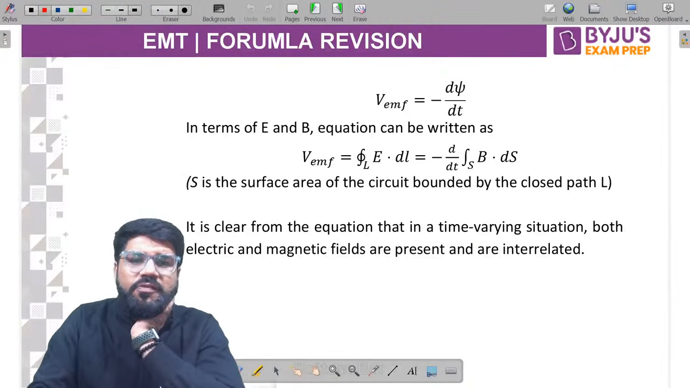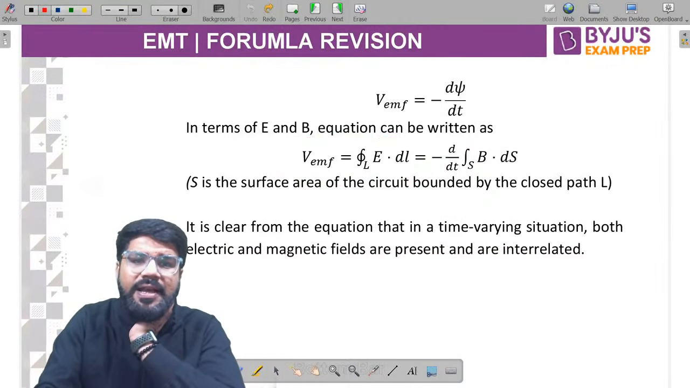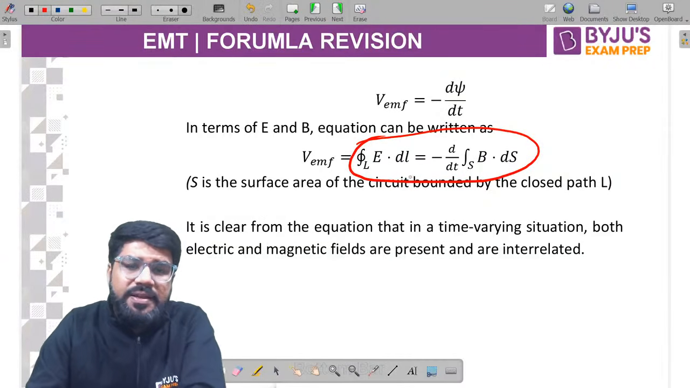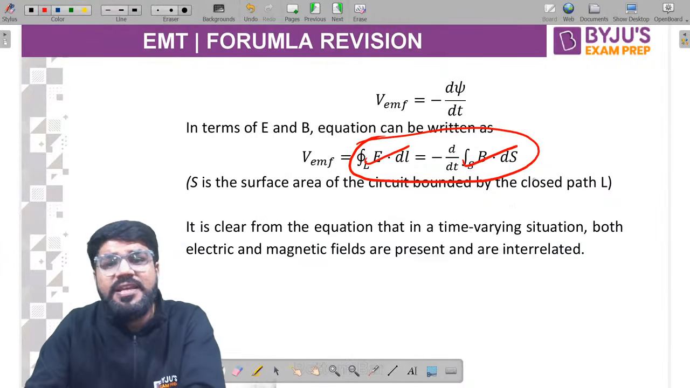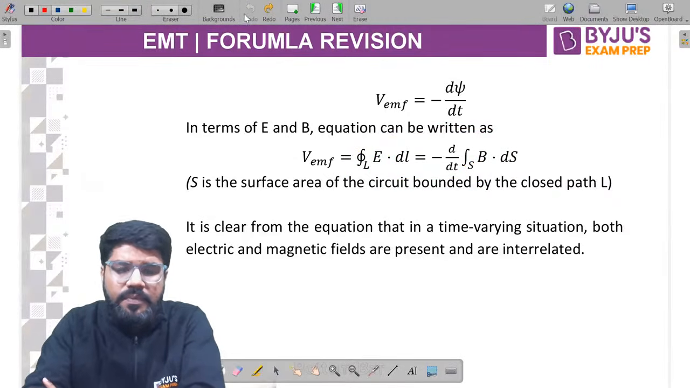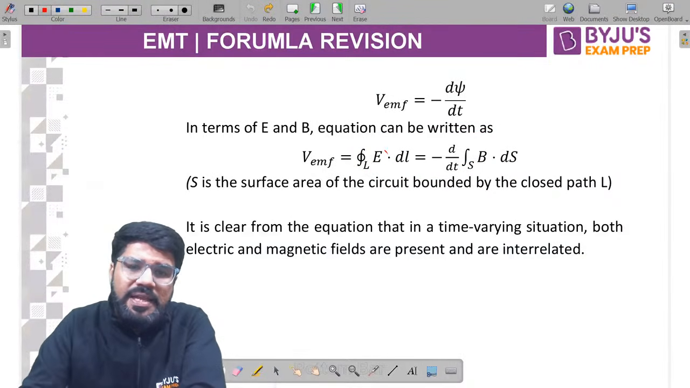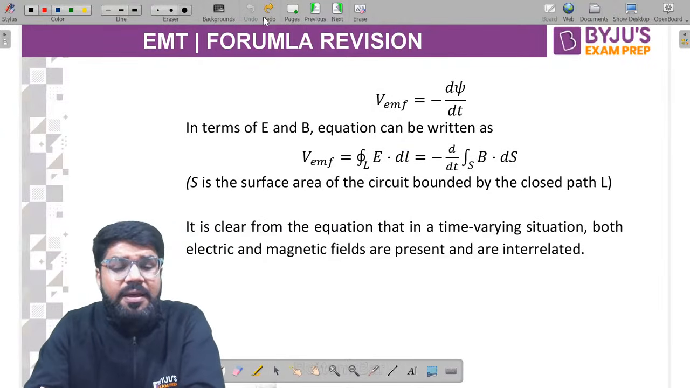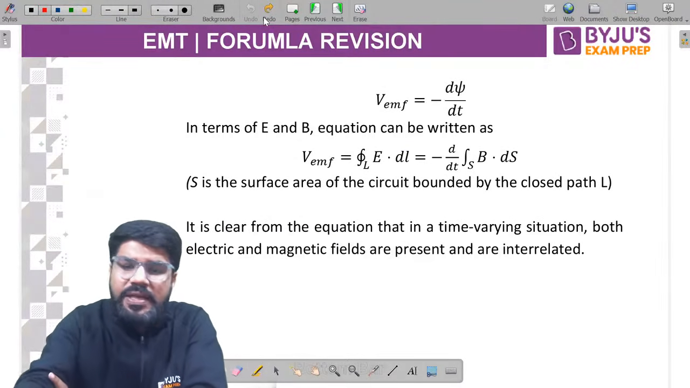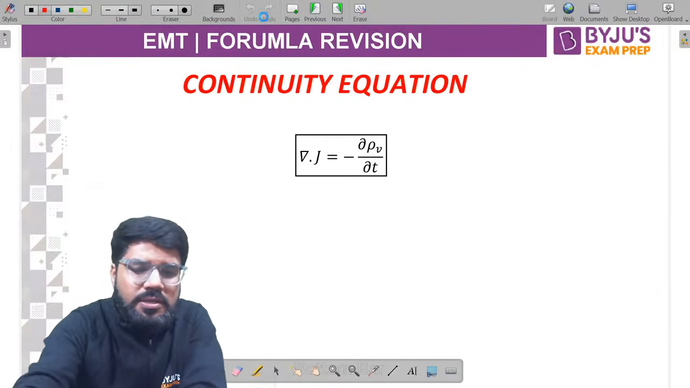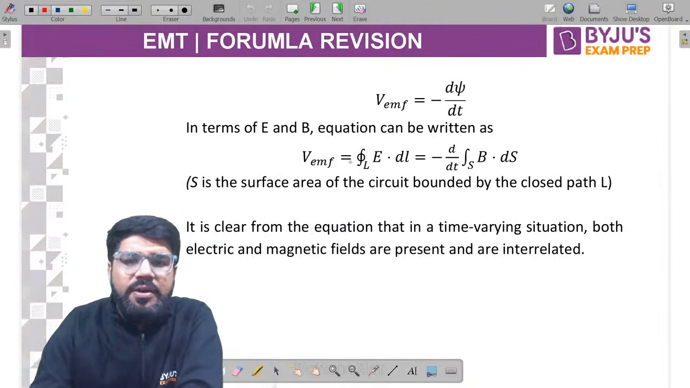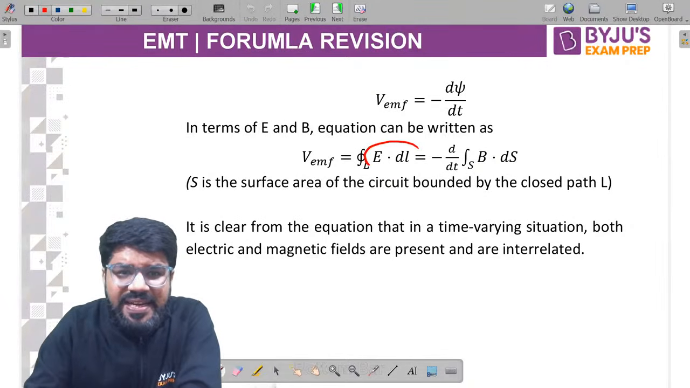Right? Now V is equal to minus dξ/dt, and V is also equal to the integral of E dot dl. Comparing this, looking into this equation, we can clearly say that electric and magnetic fields are both related to each other. In the time varying situation, electric field and magnetic field are clearly related to each other. They are both present and they are both related. What is the relation between them? I'll just write down here. Now see, what I can do here is, this is integral E dot dl.